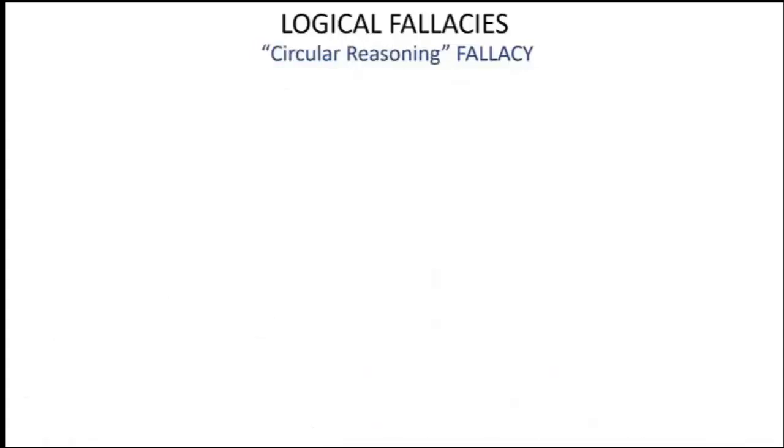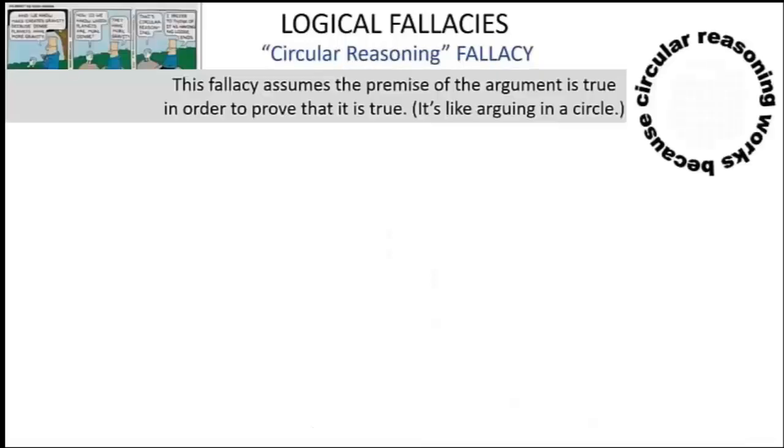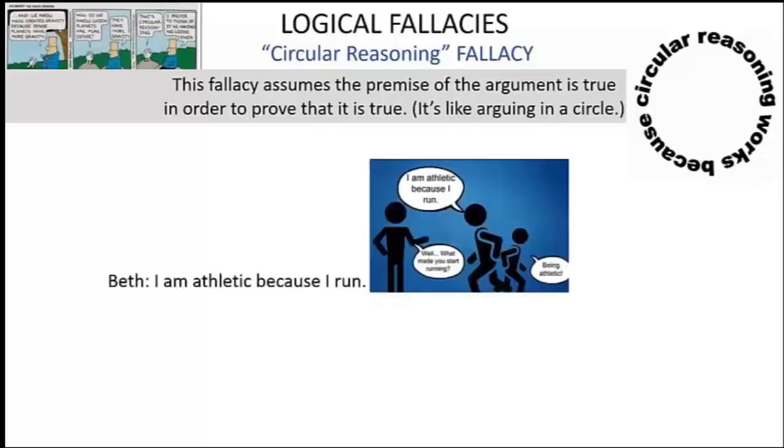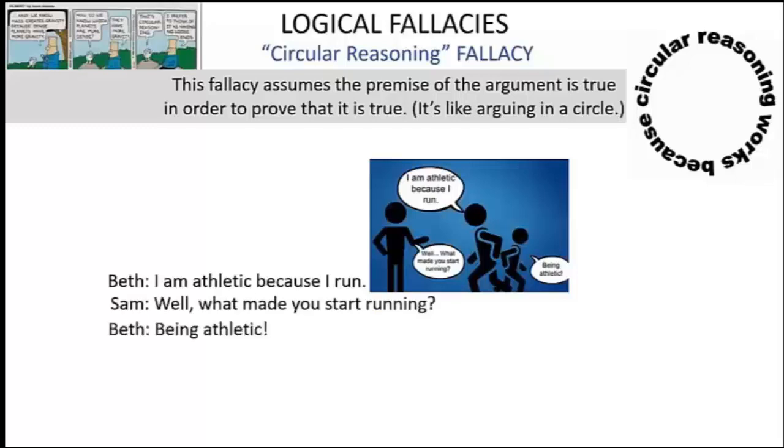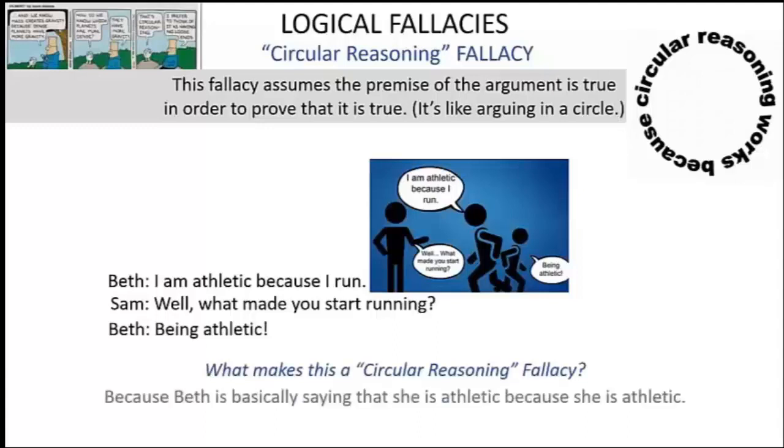The circular reasoning fallacy. This fallacy assumes the premise of the argument is true in order to prove that it's true. It's like arguing in a circle. Beth says, "I'm athletic because I run." Sam says, "Well, what made you start running?" Beth says, "Being athletic." What makes this a circular reasoning fallacy? Because Beth is basically saying that she is athletic because she is athletic.